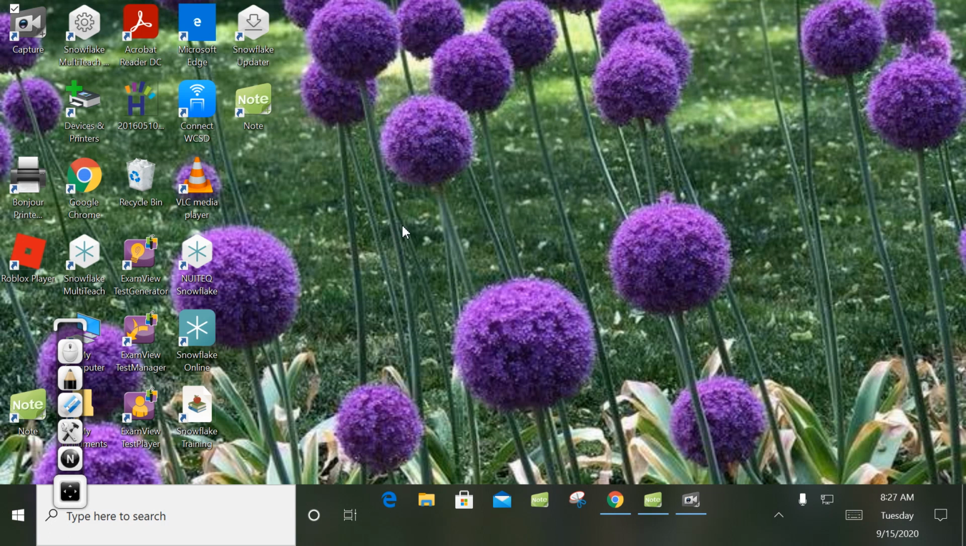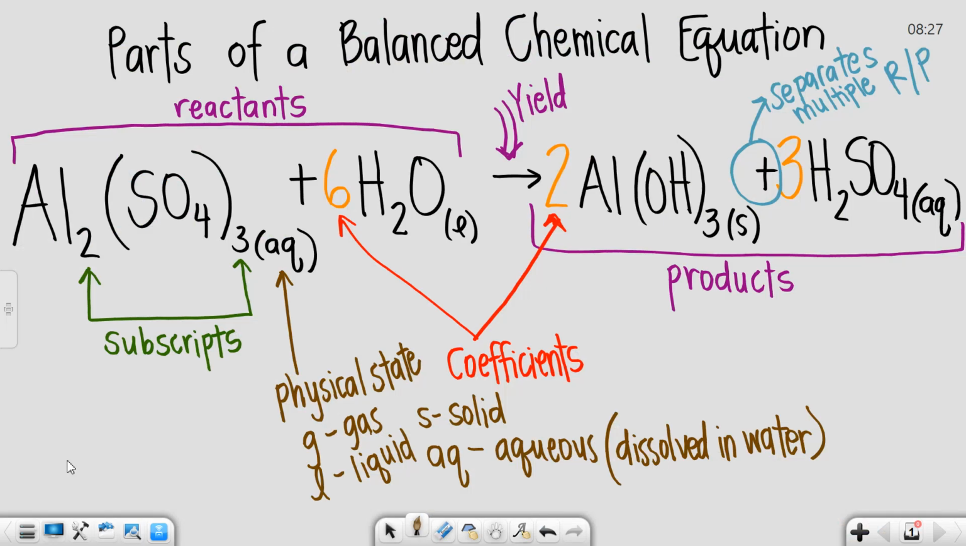Good morning. Before we start diving into how to balance a chemical equation, I thought it would be great for you guys to understand the parts of a balanced chemical equation. So let's look at one. What we have here is a balanced equation, and I just wanted to go through what the different parts are of this equation.